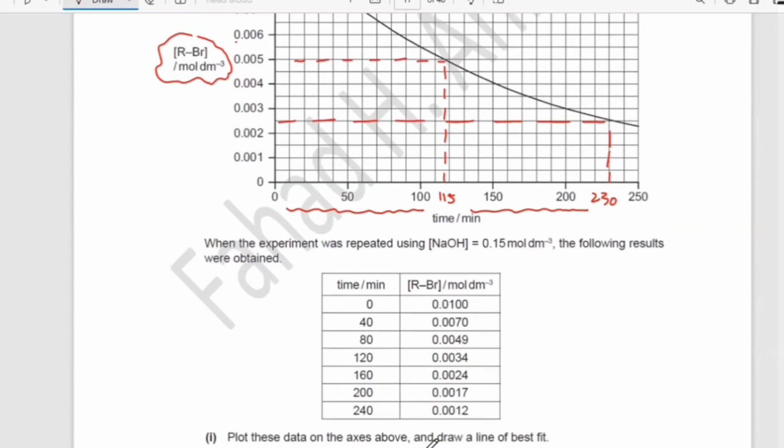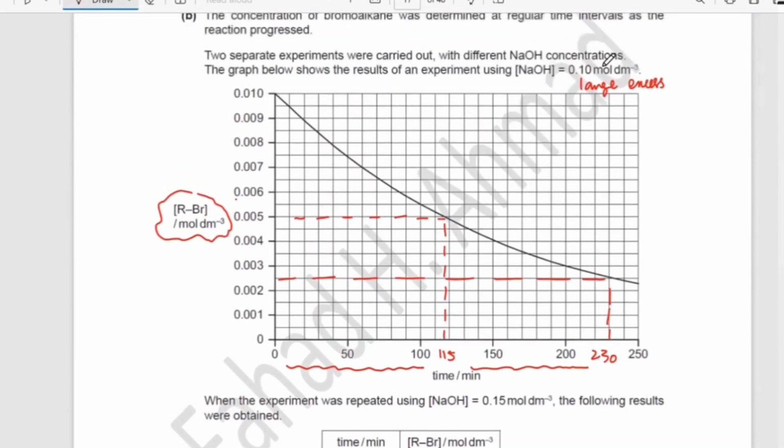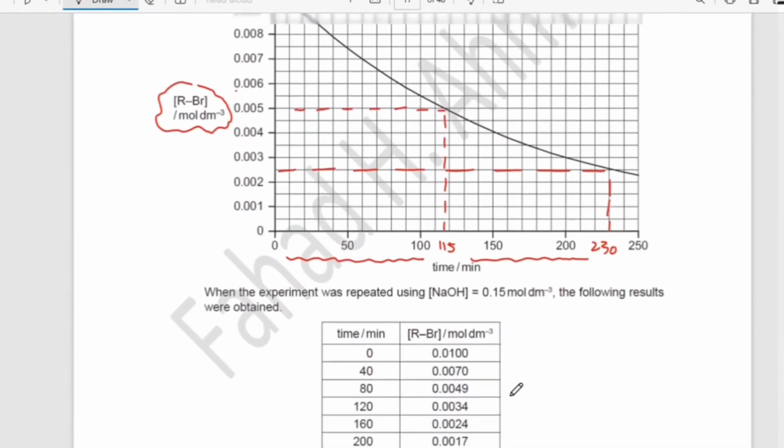Then he says that he repeats the experiment. The experiment was done at 0.1 mole per dm cube concentration of NaOH, and now he repeats it with the same experiment, but this time he uses NaOH with 1.5 times higher concentration, 0.15 mole per dm cube, and he gets this result.